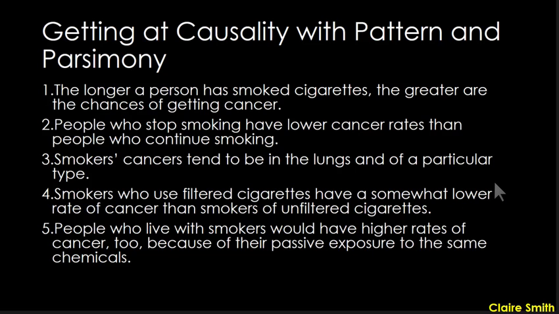So pattern and parsimony is just looking at all the correlational research out there and grouping it together in such a way that it accounts for a lot of the third variables, because collectively all of this information rules a lot of stuff out, which is a very, very good thing.